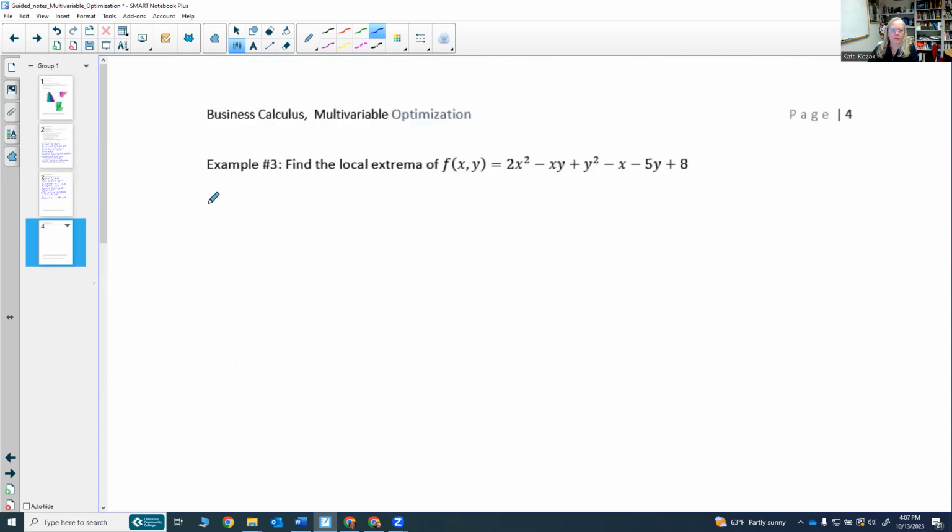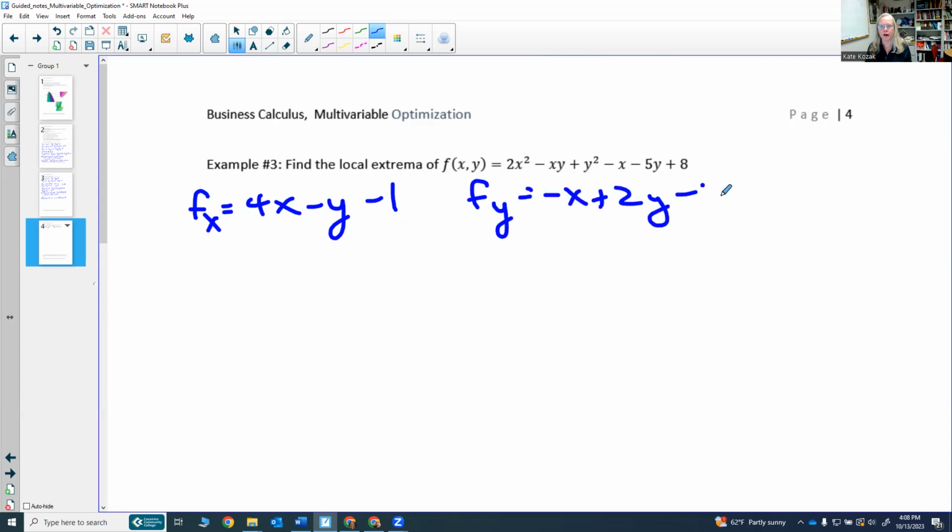Example 3. Find the local extrema of f of x, y is equal to 2x squared minus xy plus y squared minus x minus 5y plus 8. First, find the first partial derivatives with respect to x and y. So the partial derivative of f with respect to x is going to be 4x minus y minus 1. And the partial derivative of f with respect to y is going to be minus x plus 2y minus 5.